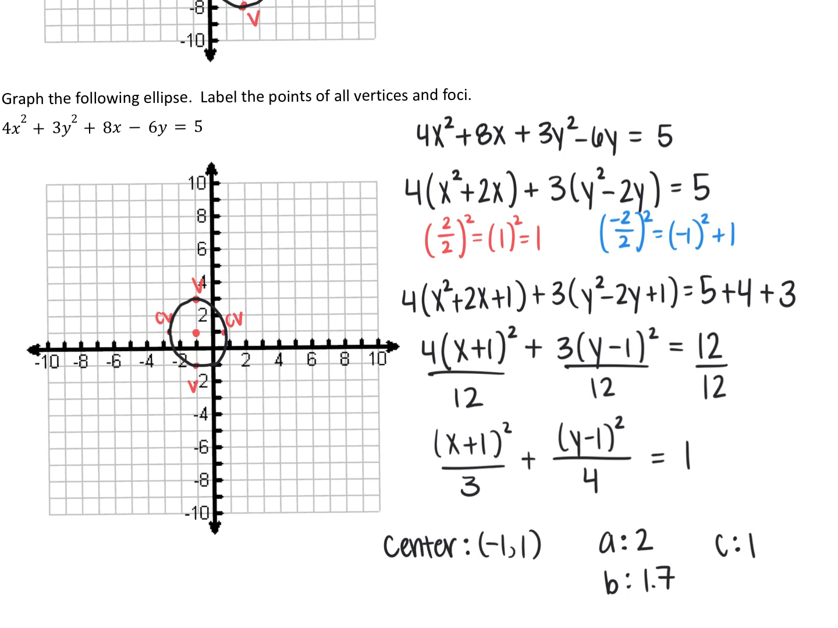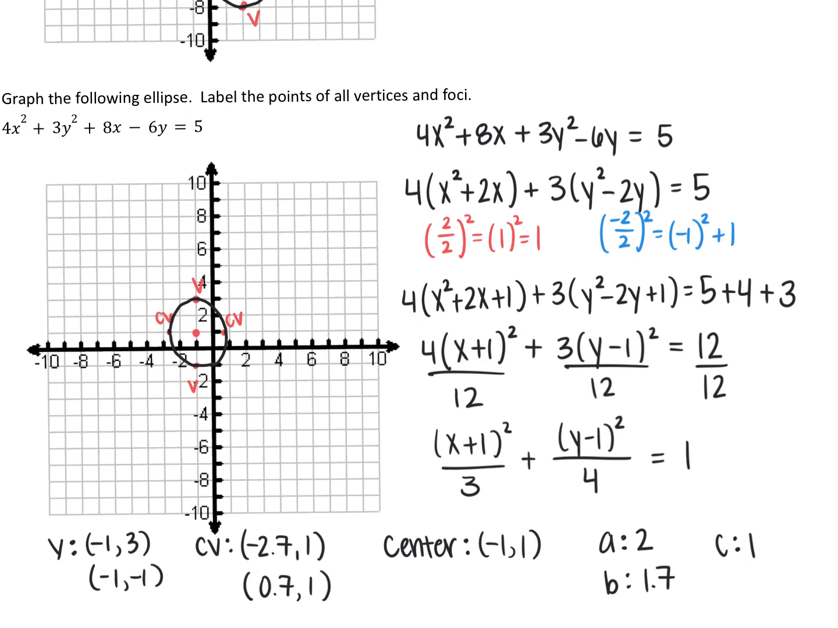So if I wanted to do the coordinates for my vertices and co-vertices, my vertices have coordinates of negative 1, 3, and negative 1, negative 1. The co-vertices, not as nice because b is a decimal, so negative 1 minus 1.7 is negative 2.7 comma 1, and then negative 1 plus 1.7 is 0.7 comma 1.